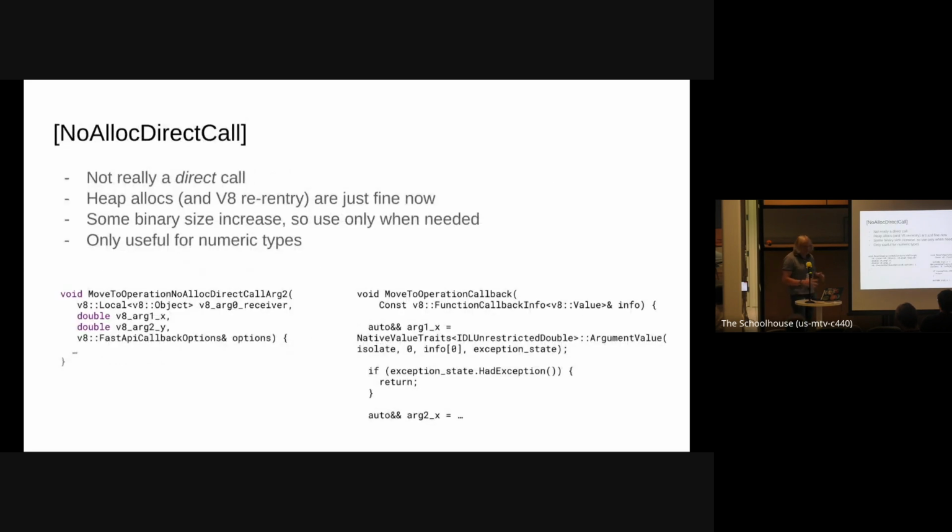But then sometimes overload dispatch can actually be fast, and this brings us to NoAllocDirectCall, which is an often misunderstood extended attribute, and there are a couple of good reasons it's misunderstood. First of all, it's not a direct call. We still generate the binding. And second, allocs are actually fine. So we fixed it, and you can do heap allocs, re-enter V8 if you want.